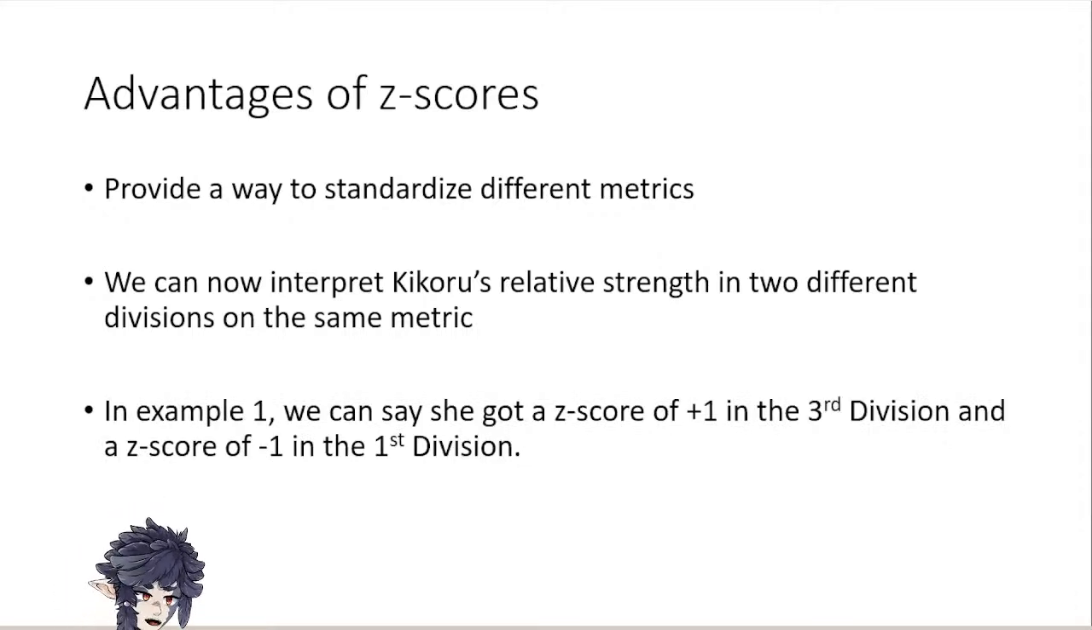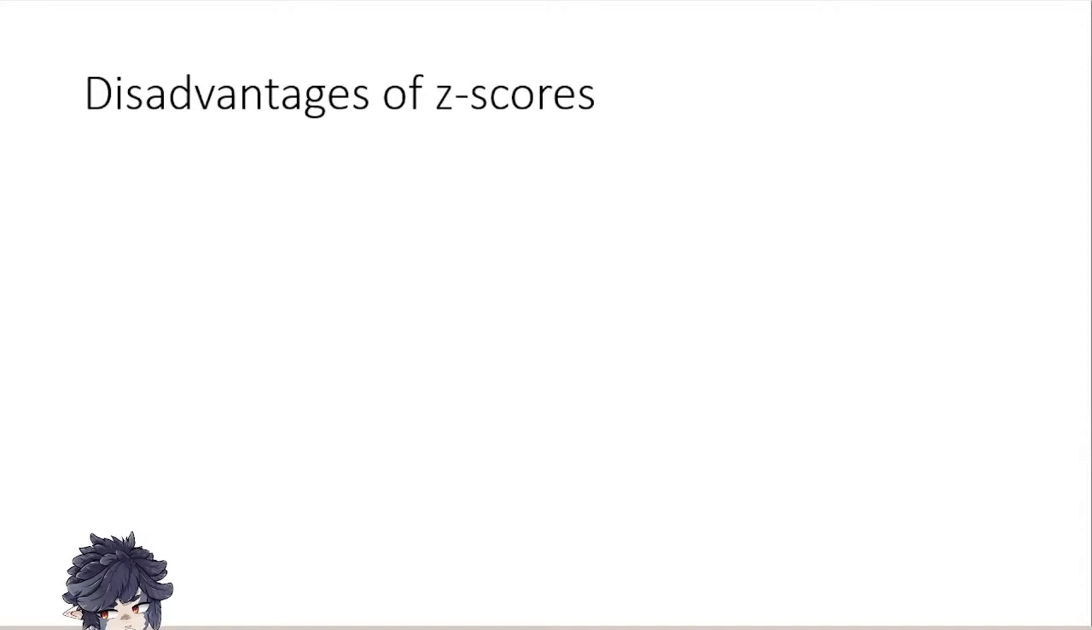In example 1, we can say she got a z-score of +1 in the 3rd division and a z-score of -1 in the 1st division. She's above average in the 3rd division, but she's below average in the 1st division. But of course, not everything is good. Z-scores have disadvantages as well.